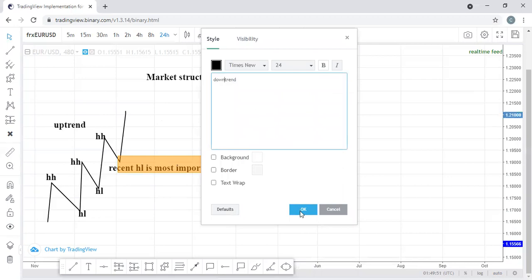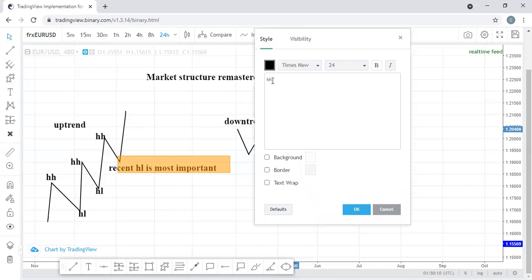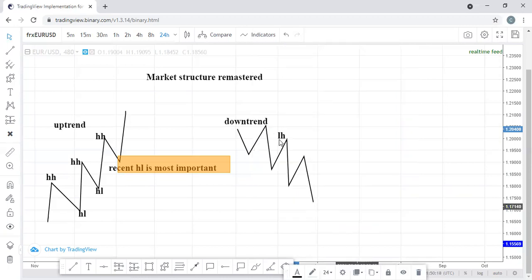It is a downtrend because the market is trending downwards, right? And for a downtrend to be valid, we must be seeing lower highs and lower lows. That's what makes up a downtrend: lower highs and lower lows. A low that's lower than the previous low, and a high that's lower than the previous high. That's the characteristic of a downtrend, lower highs.